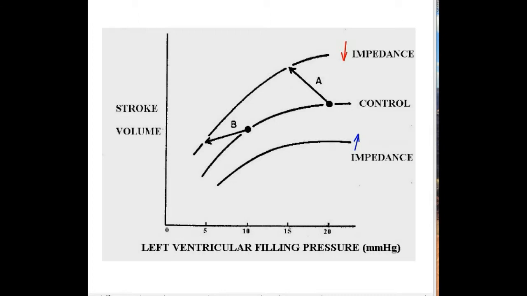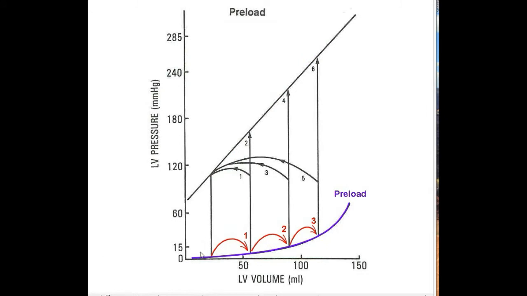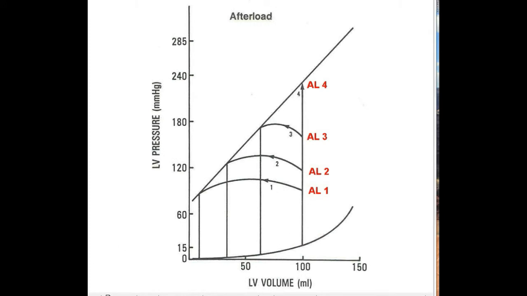Another way to look at contractility is by the use of the ventricular pressure volume loops. Here we can see increases in stroke volume as a result of changes in contractility. However, stroke volume is also affected by other factors, both preload, as seen here, and afterload, as presented here, will also change stroke volume. Preload increases stroke volume, while afterload decreases stroke volume.